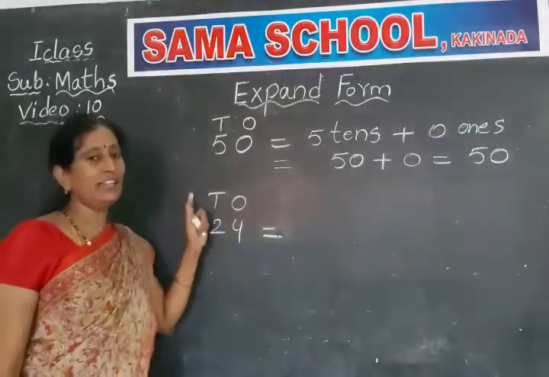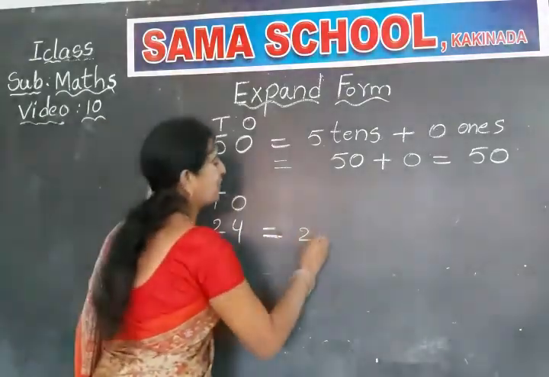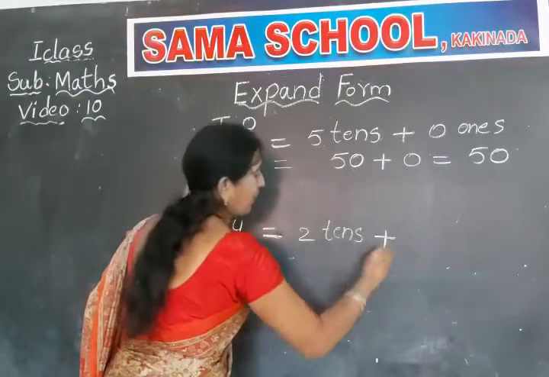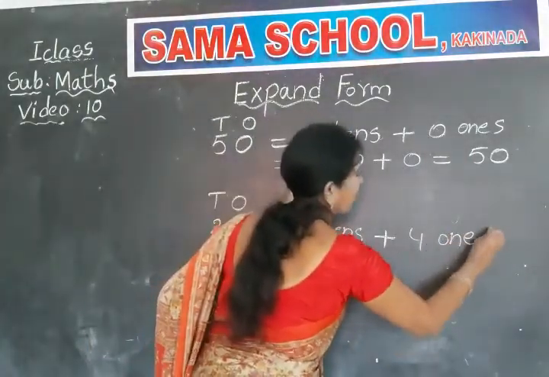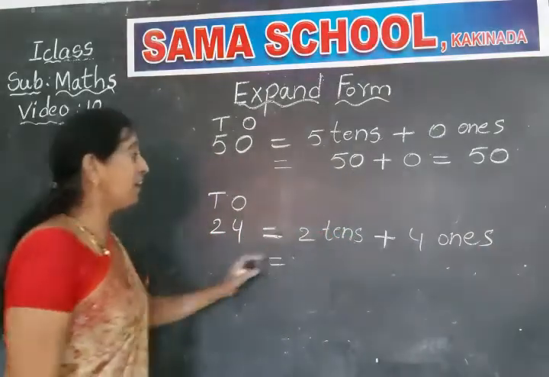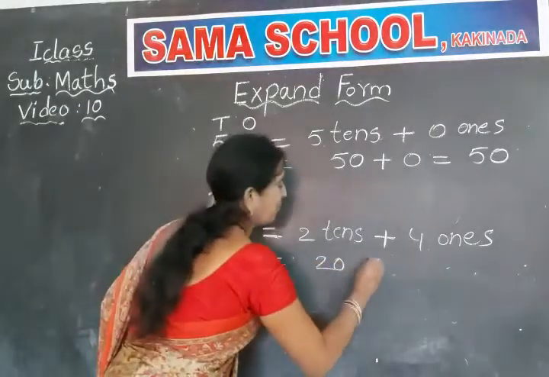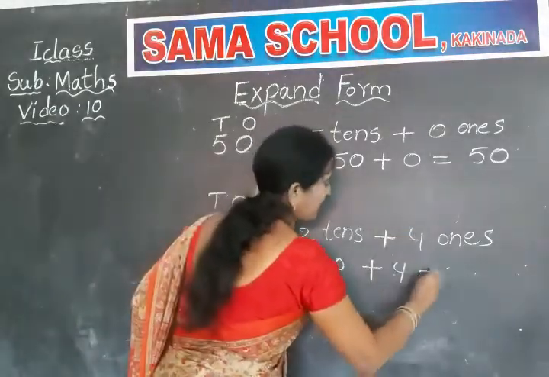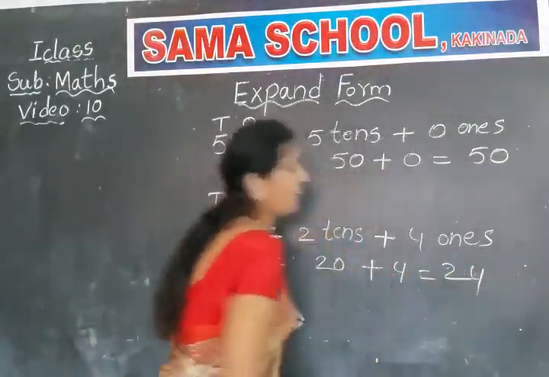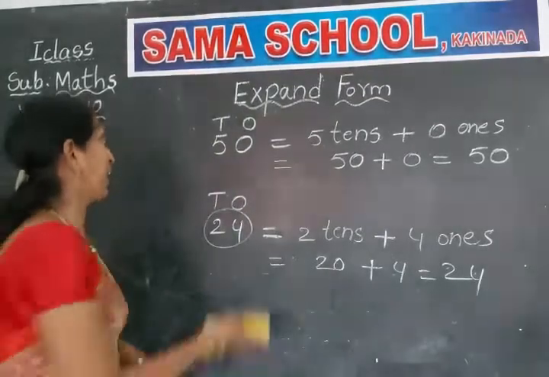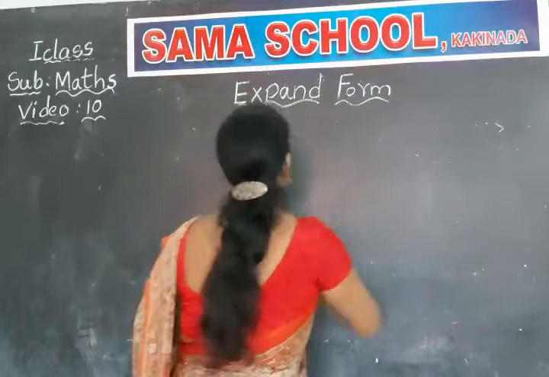Now 2 in the tens place and 4 in the ones place. Now say how many tens? 2 tens plus how many ones? 4 ones. Now 2 tens means how much? 2 tens is 20, plus 4 ones. 20 plus 4, 24. Very good. This is the example. I'll give one more example.